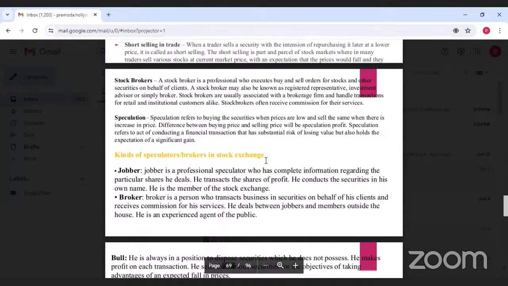So with that intention, you are buying it today and you want to sell it when the price is going to rise in the market. Are you able to follow, Bharti? Yes, ma'am. You are buying with the assumption that today the rate is low, and you are going to sell it in the market when the price is high.